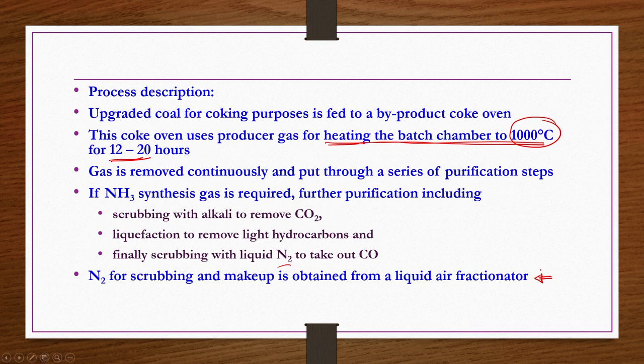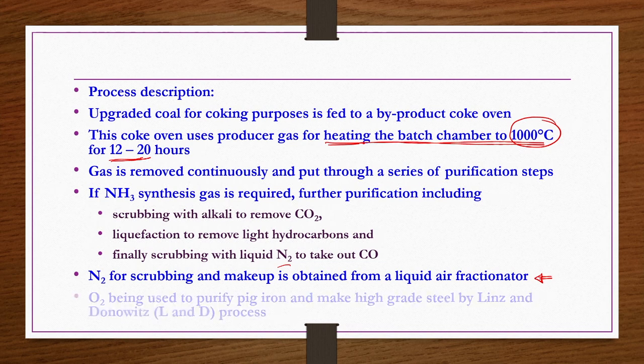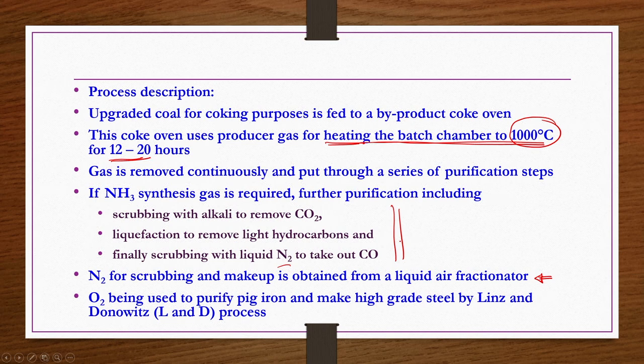Obviously, now we are concentrating only on the coke oven gas production and then ammonia synthesis gas production, so only the required things are shown here. We are not discussing how N2 or H2SO4 comes; they are separate processes that we are using here. If at all it's required, then you have to produce them on site also. O2 is used to purify pig iron and make high grade steel by the Linz-Donawitz process. All these steps I discussed in the previous slide anyway.